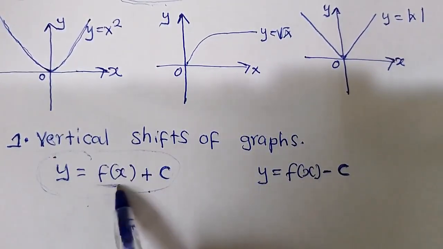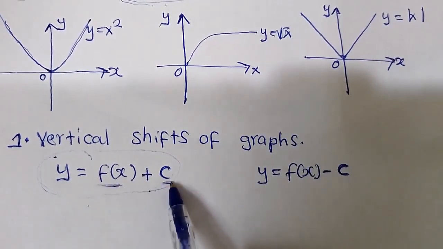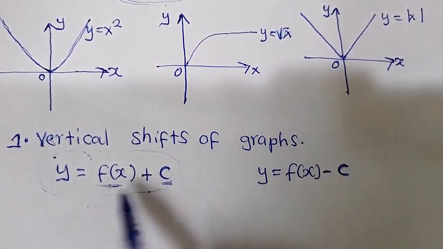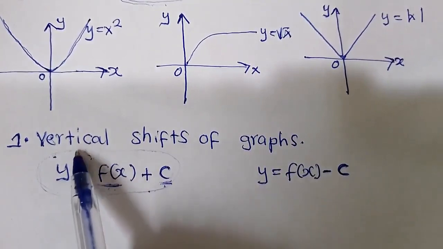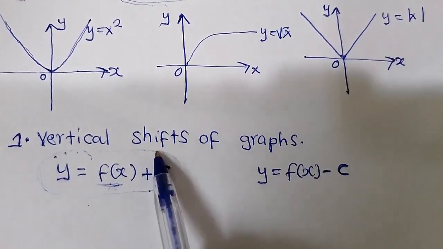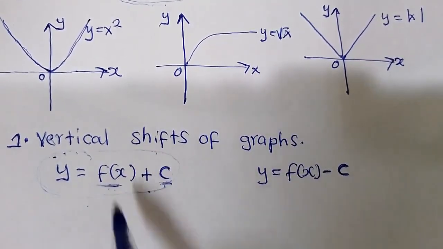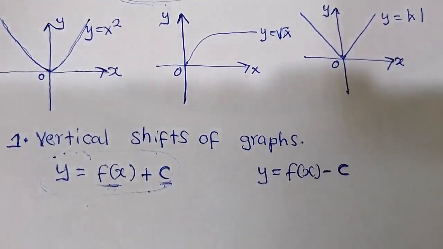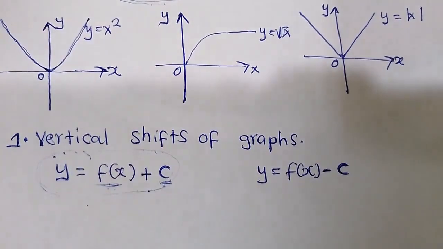So this is a function separate to this. When it is written like this, you know that this is a vertical shift. So the graph is moving vertically, upward or downward. This is what vertical means. So it moves upward or downward.